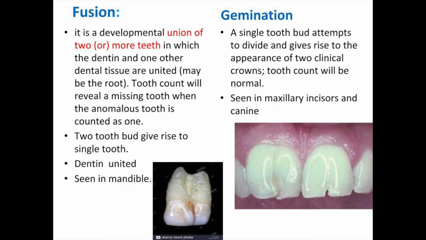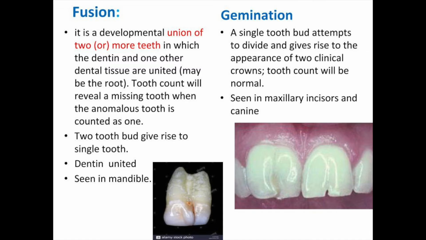Fusion. It is a developmental union of two or more teeth in which the dentin and one other dental tissue are united. Tooth count will reveal a missing tooth when the anomalous tooth is counted as one. Two tooth buds give rise to a single tooth. Dentin is united, seen in mandible.